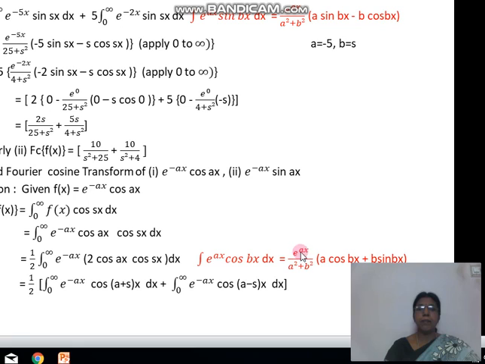Use this formula: integral of e power ax cos bx dx is e power ax by a square plus b square into a cos bx plus b sin bx. What is a here? In place of a in e power ax we have minus a, and in place of b, b into x. In place of b, a plus s. So for the first integral, b is a plus s. Similarly for the second integral, a is minus a, b is a minus s. So use this formula and evaluate these integrals.